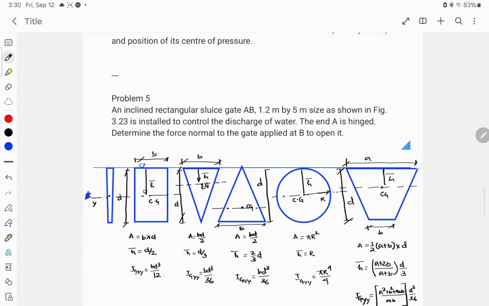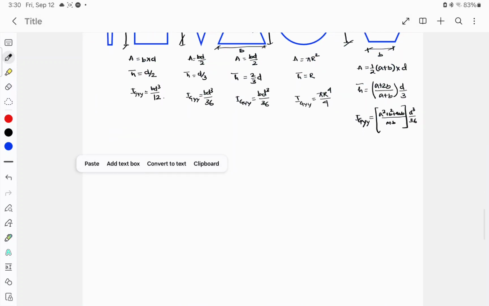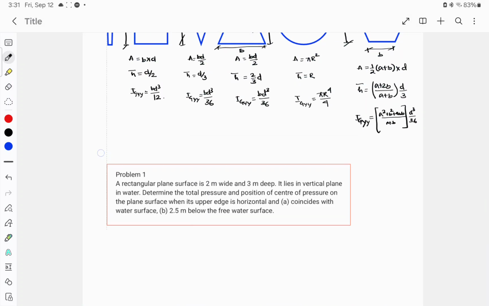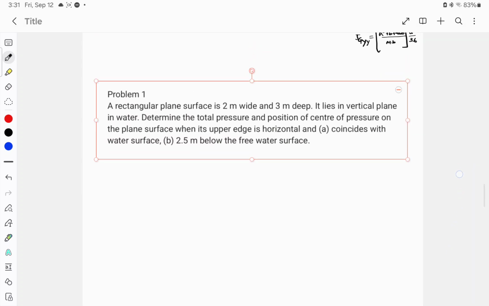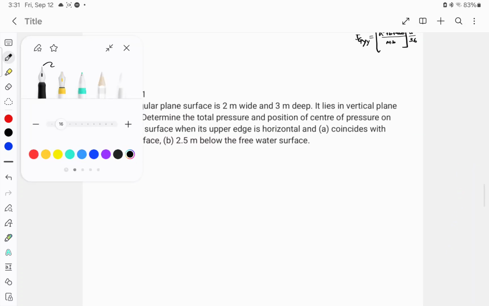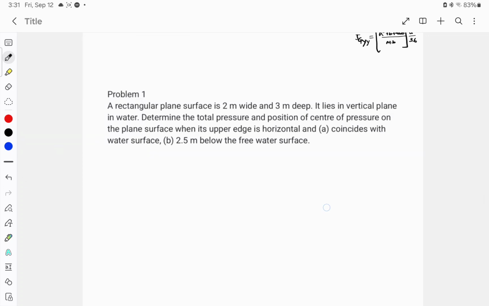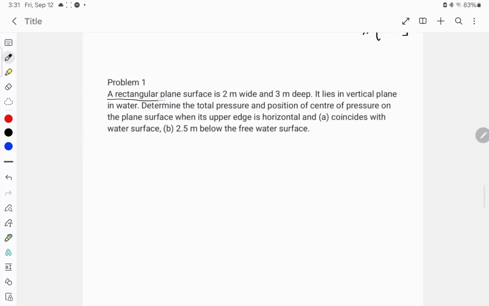So the first question is simple. I'll try to be elaborate. They have said a rectangular plane which is 2 meter wide and 3 meter deep. So first I will make the rectangular plane. This is the rectangular plane. It is 2 meter wide and 3 meter deep.